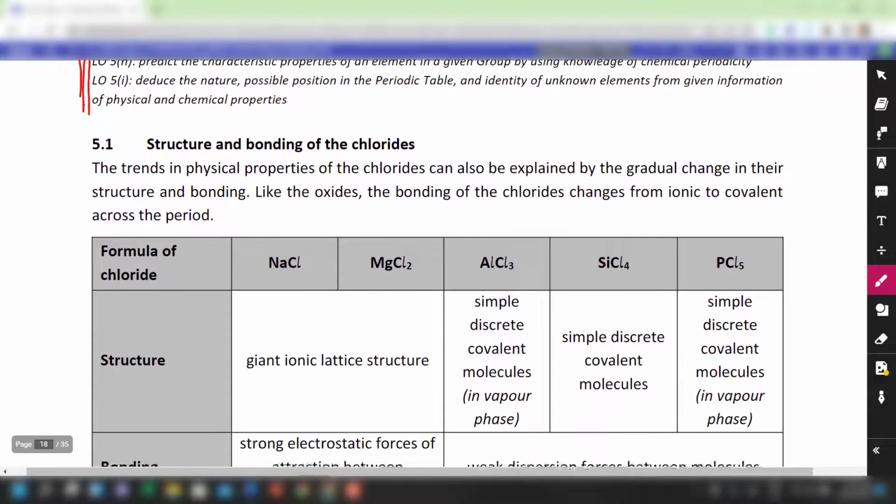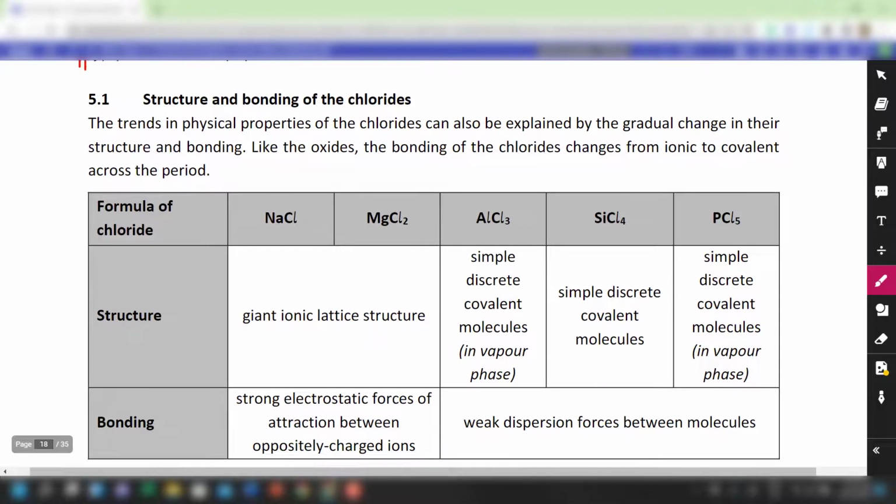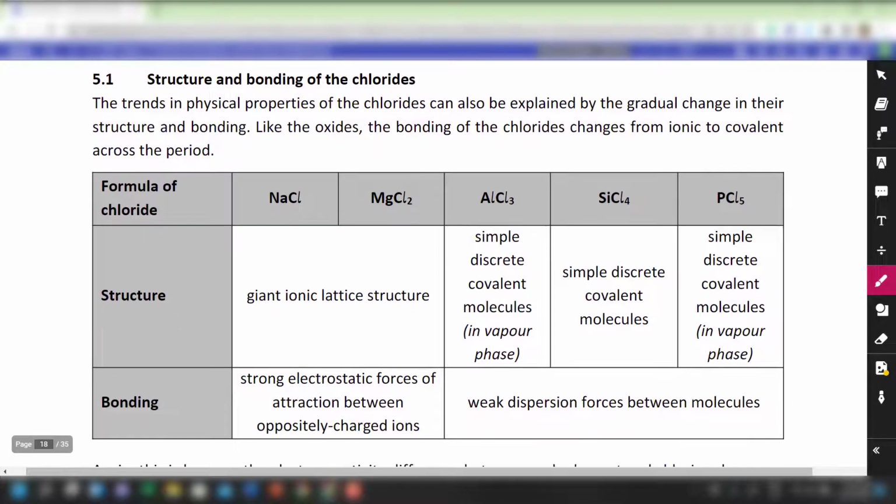Okay, so we'll go through the same kind of process. We'll first look at structure and bonding of the chlorides. Sodium chloride and magnesium chloride, as we learned in secondary school, exist as giant ionic lattices. AlCl3 exists as simple discrete molecules in the vapor phase. It will be a little bit different in the solid phase, but in the vapor phase it exists as simple discrete molecules. Silicon tetrachloride exists as simple discrete covalent molecules as well, and PCl5 as well.